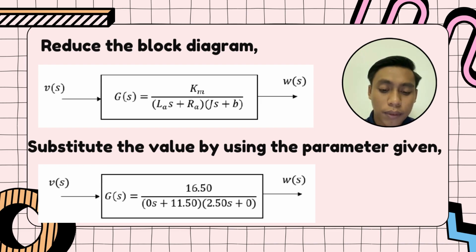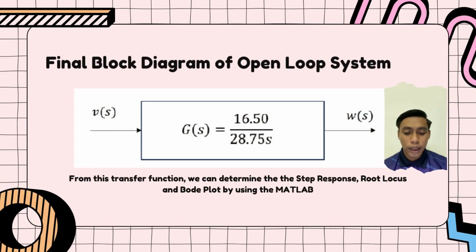After we get the transfer function, we can substitute the values by using the parameters given. This is the final block diagram of the open loop system. From this transfer function, we can determine the step response, root locus, and Bode plot by using MATLAB.